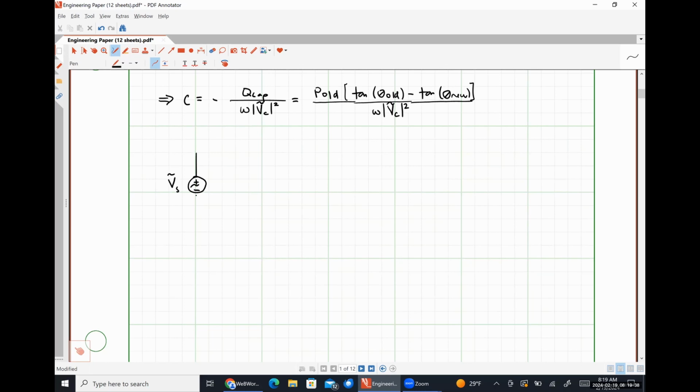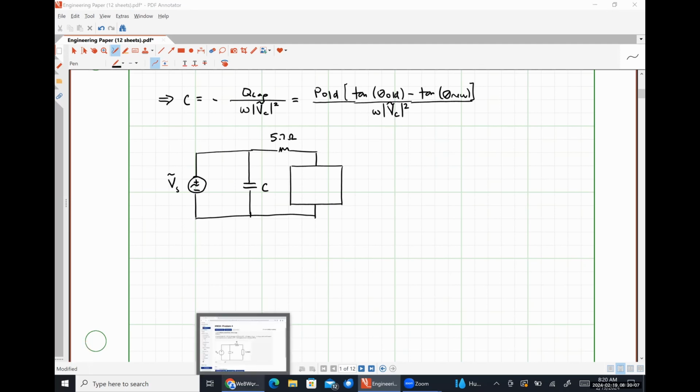So here's our source voltage Vs. Here's our capacitor C. Here's our resistance, which if I'm remembering correctly is 5.7 ohms. Here is our load, which we are told draws 14.7 kVA at a power factor of 0.5 lagging.